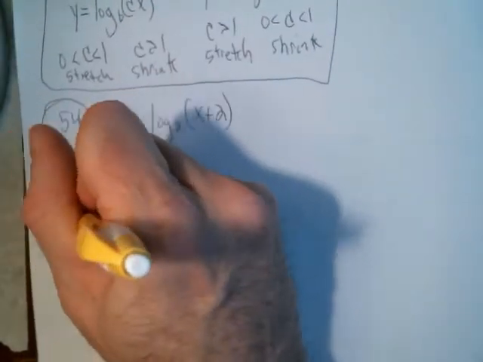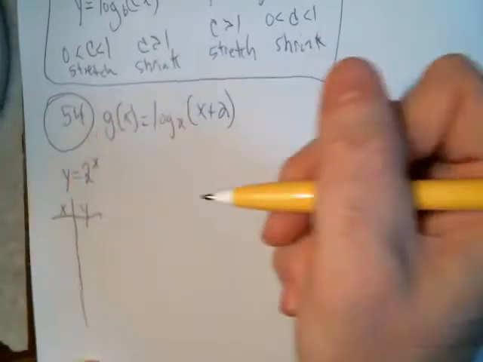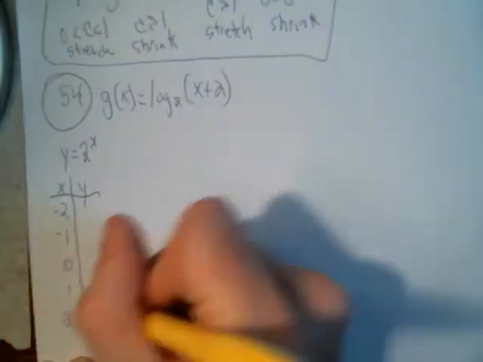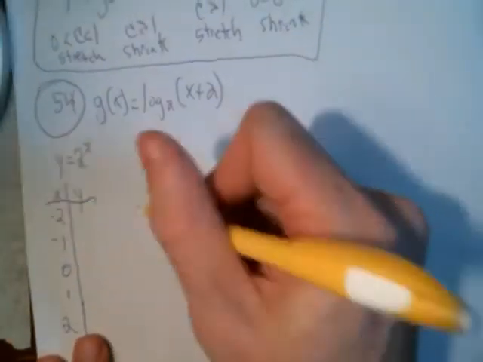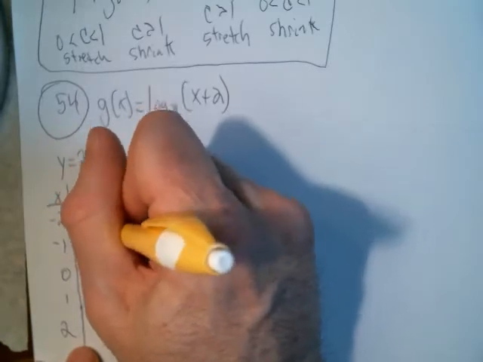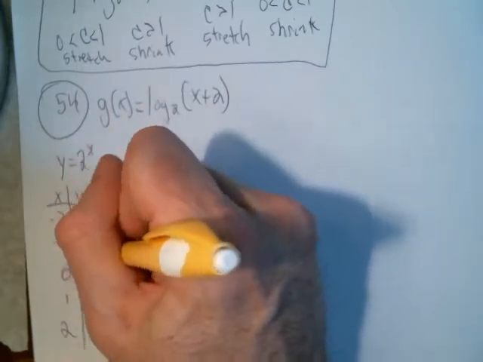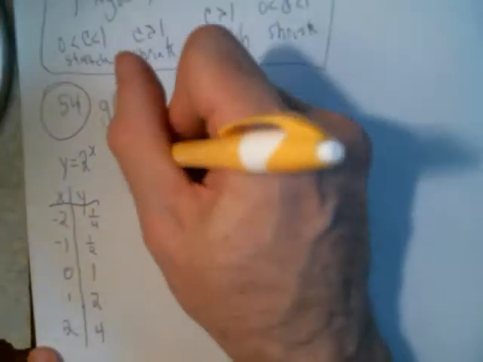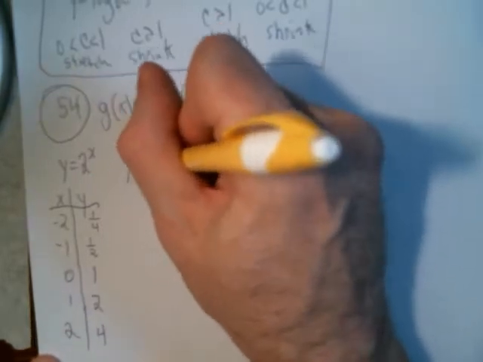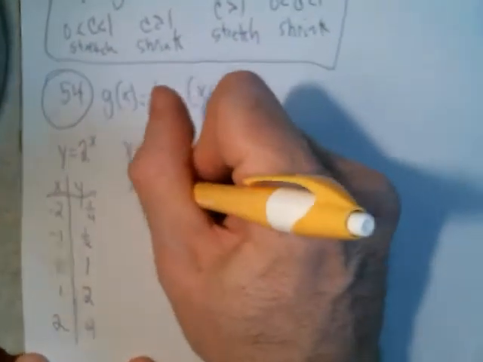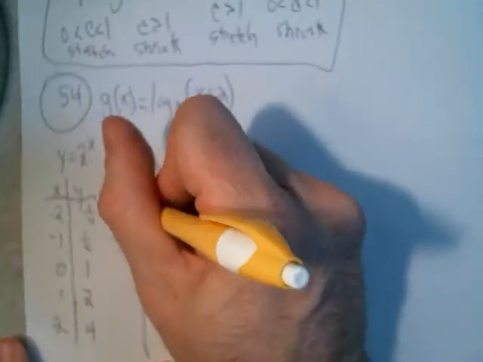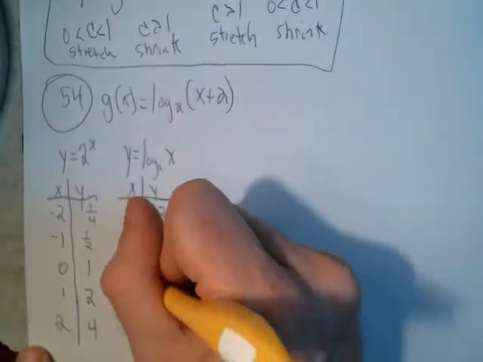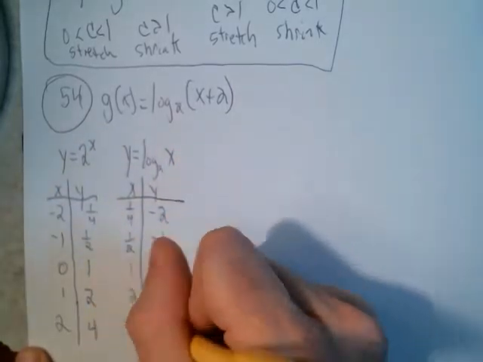Okay? So again, I'll go with negative 2 to 2. Plugging that in, 2 to the negative 2 is 1/4. 2 to the negative 1 is 1/2. 2 to the 0 is 1. 2 to the 1 is 2. 2 to the 2 is 4. So y equaling log base 2 of x is going to give us 1/4 comma negative 2, 1/2 comma negative 1, 1 comma 0, 2 comma 1, 4 comma 2.